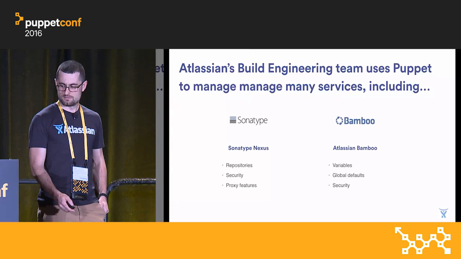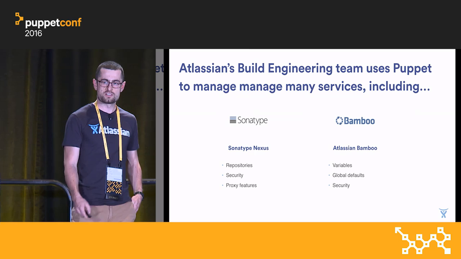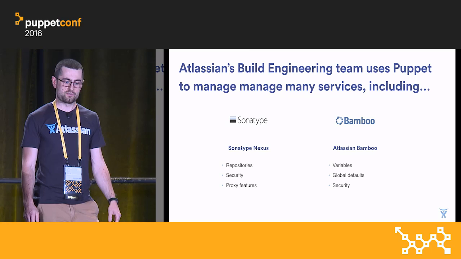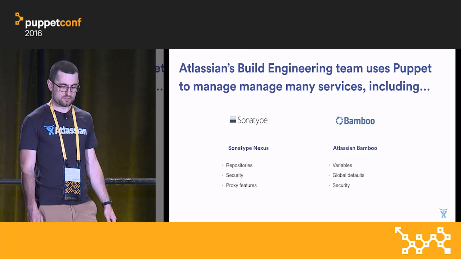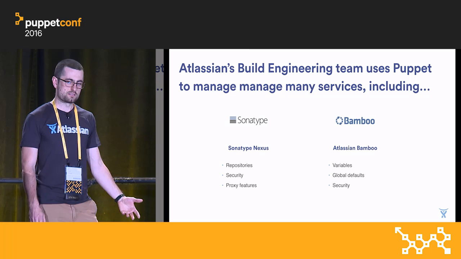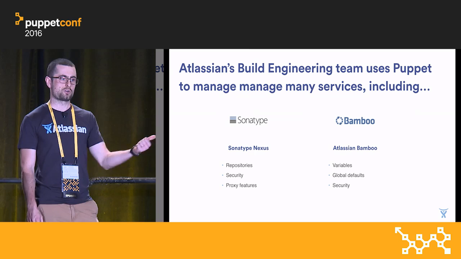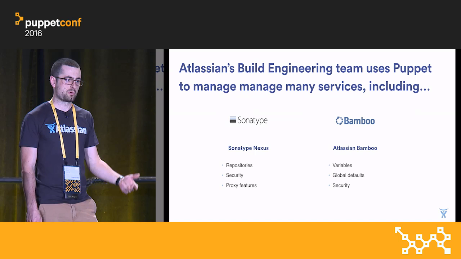So the build engineering team at Atlassian, we run a lot of infrastructure and we manage a lot of that infrastructure using Puppet. The services that I want to focus on are Sonatype Nexus and Bamboo. For those not familiar with Nexus, it's a repository hosting tool that allows you to host repositories like Docker registries, NPM, and what we use primarily, Maven repositories. Maven repositories are for Java, basically.